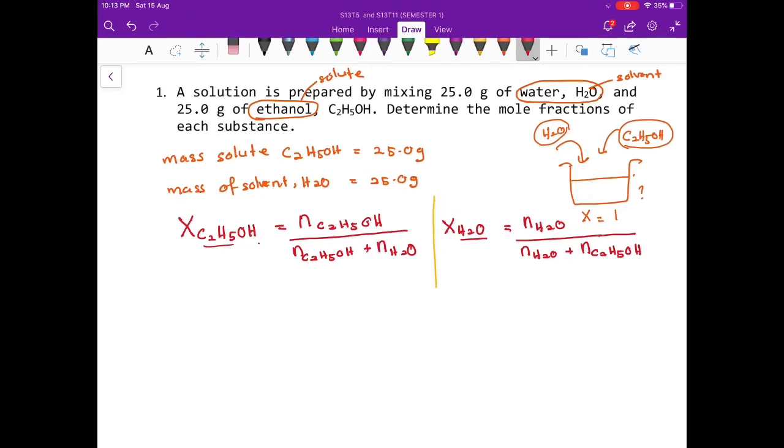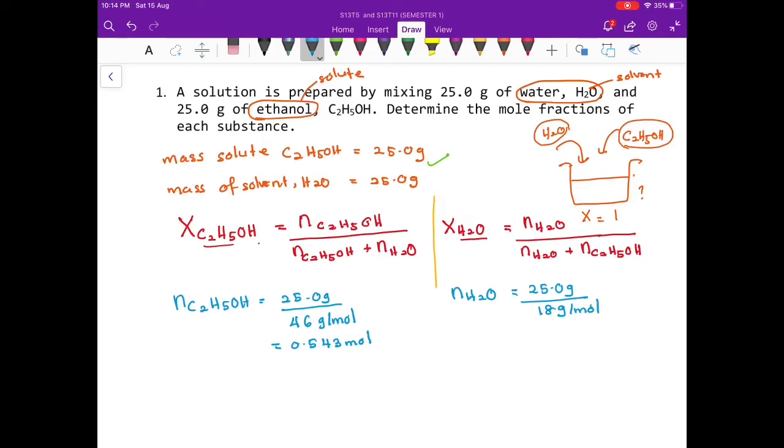Right, so we need to identify two things. How do we determine the number of moles of ethanol? We already have the mass of the ethanol. From the mass of the ethanol, we can determine mole ethanol: 25.0 gram divided by 46. And for mole water, how do I get 18? 18 is the molar mass of water: 16 plus 2 becomes 18, which gives 1.389 mole.